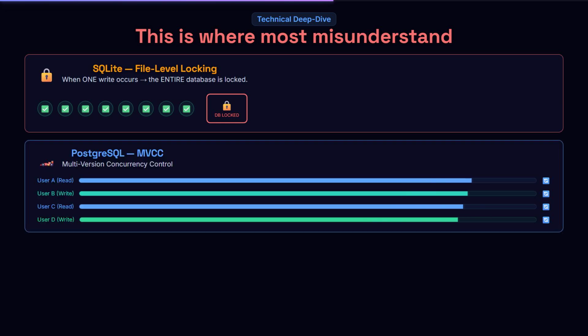PostgreSQL works differently. It uses MVCC, which basically means everyone works on their own version of data. So, reads don't block writes. Writes don't block reads. Everything runs smoothly.